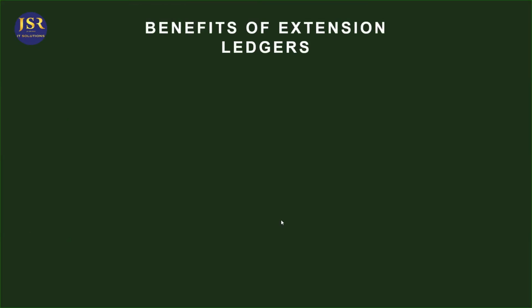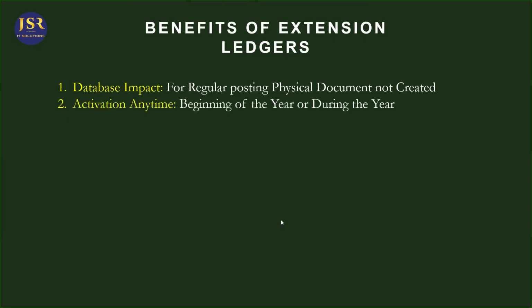What are the main benefits we get from the extension ledger? Okay, what is the ledger benefit here? Database impact: regular postings, no physical document is created. It will be faster. Activate anytime. Activate anytime means, for example, a non-leading ledger, if you want to use it, must be activated at the beginning of the fiscal year only. But like an extension ledger, we can activate it during the fiscal year also. Basically, an extension ledger I can activate anytime.